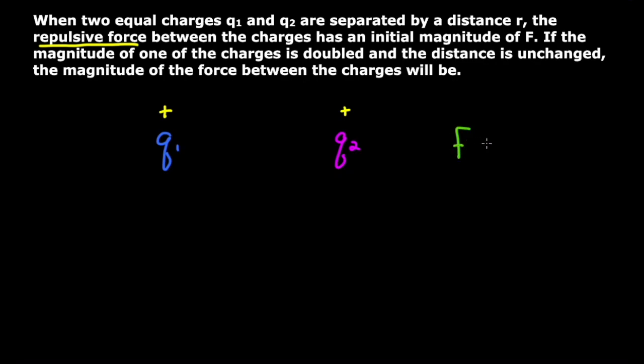The force will be equal to K, which is a constant, times Q1, times Q2, all divided by R squared. Q1 represents the number for the first charge, Q2 represents the number for the second charge, and the R represents the distance between these two charges. So here's the distance between these two charges like this.